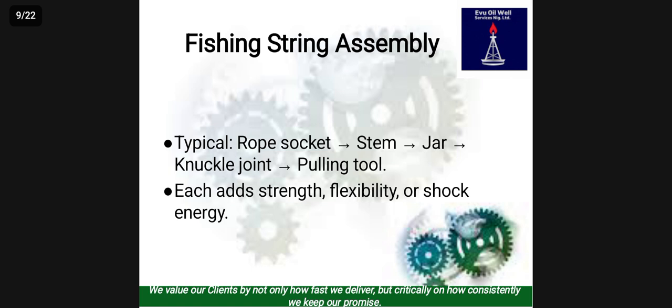Fishing string assembly. Every fishing operation uses a standard assembly, which includes your rope socket, your stem, the jar, your knuckle joints, and then the pulling tool. Each part has a role to play here. The stem adds weight. The jar provides striking energy. The knuckle joint gives flexibility. A well-balanced string improves control and prevents tool damage.